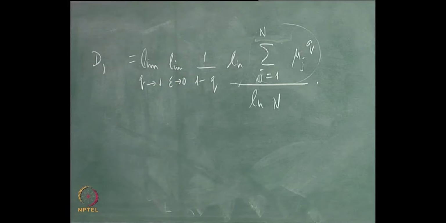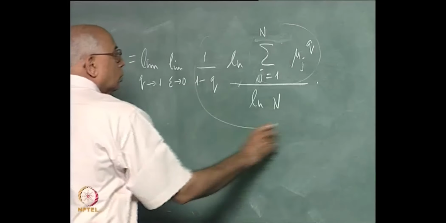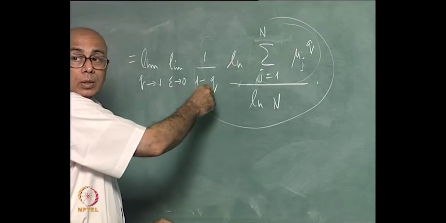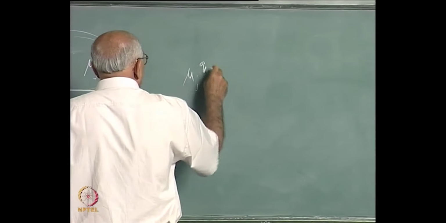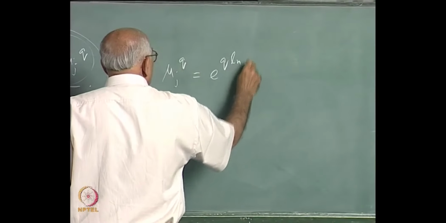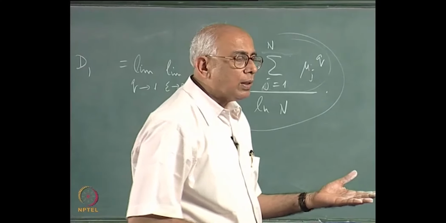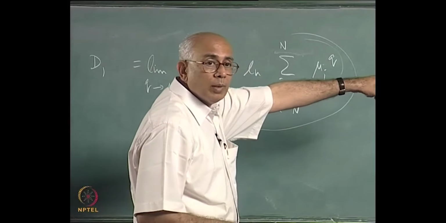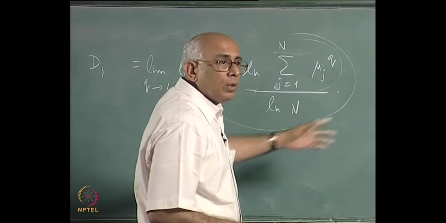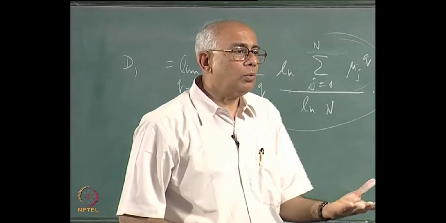And the question is, what am I going to do? So let us find out what this quantity goes to. After all, the numerator goes to 0, the denominator goes to 0. So what should I do? I ought to write mu j to the power q as e to the q log mu j, and do a Taylor expansion of this function about q equal to 1, because there is a q minus 1 sitting here. So terms which are quadratic in q minus 1 will disappear, and all that will survive is the coefficient at q equal to 1, right.